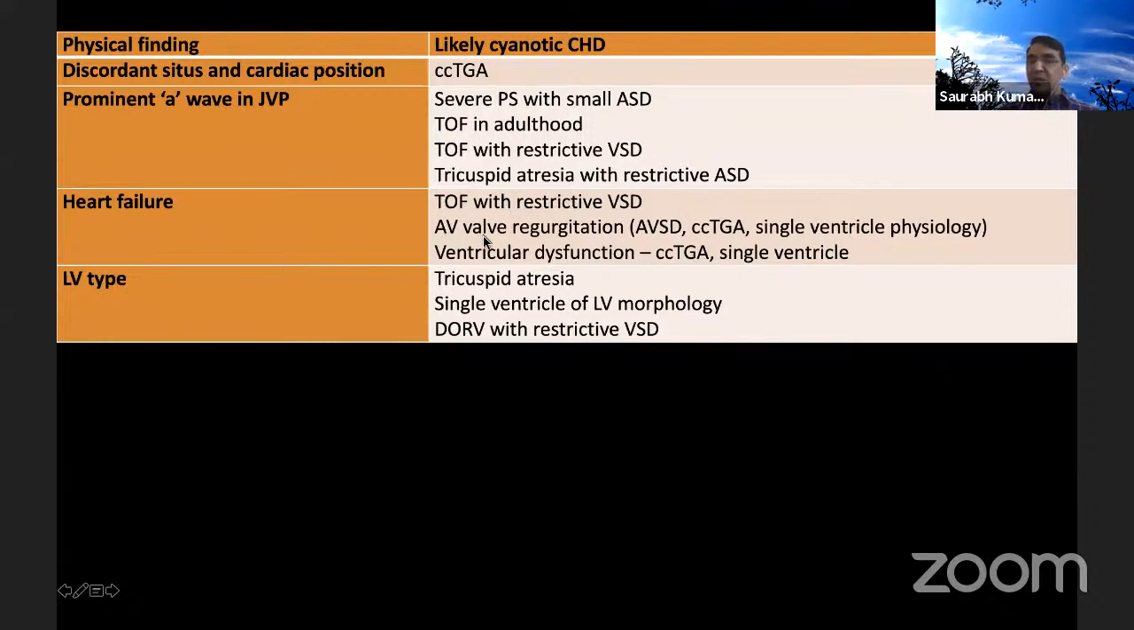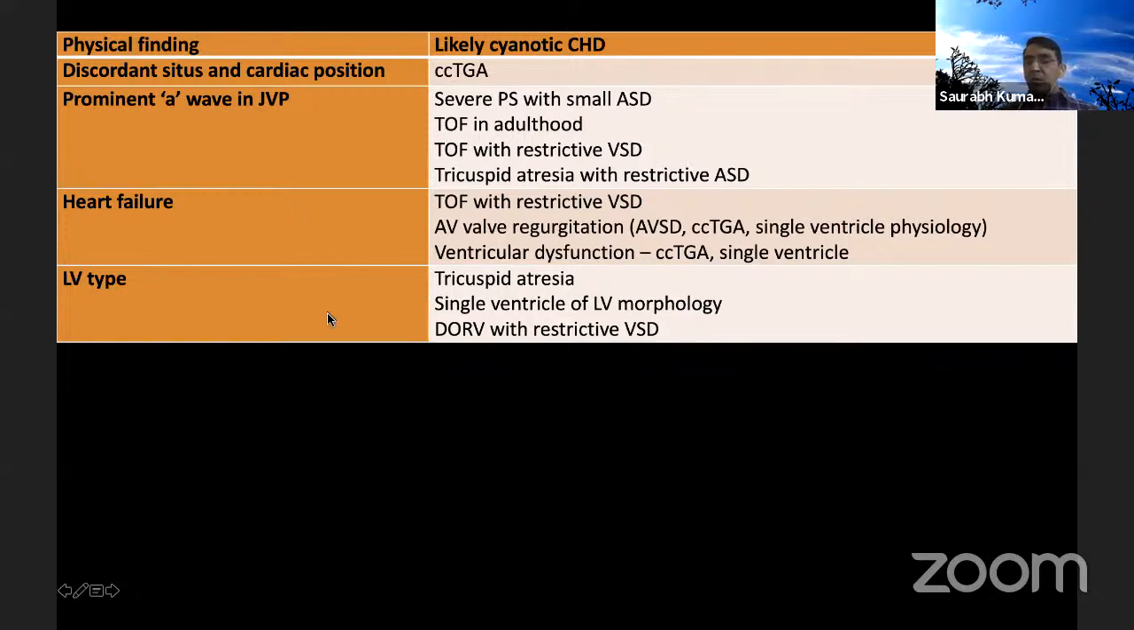Other conditions which are associated with heart failure are AV valve regurgitation from AVSD, CCTGA or single ventricle physiology, and because of the chronic hypoxia, depending upon the severity of desaturation, these patients may also have ventricular dysfunction, and this also may be a reflection of the natural history of the disease, such as in cases with CCTGA and single ventricle. So all these things should come to mind if a patient with cyanosis is presenting with heart failure.